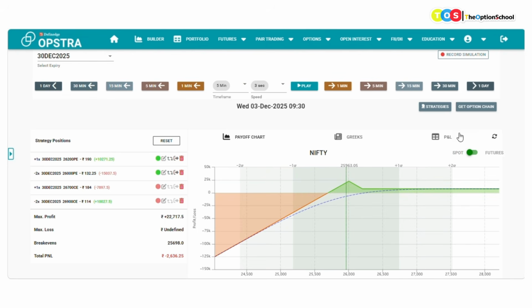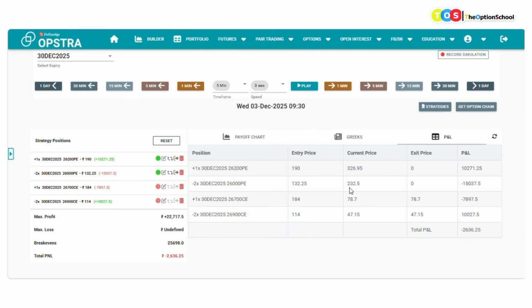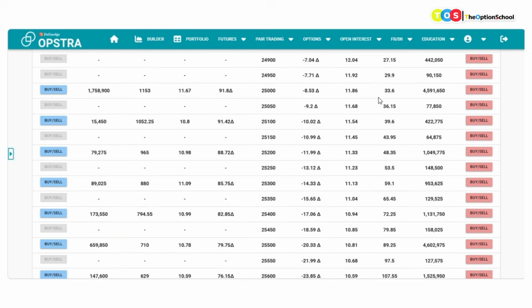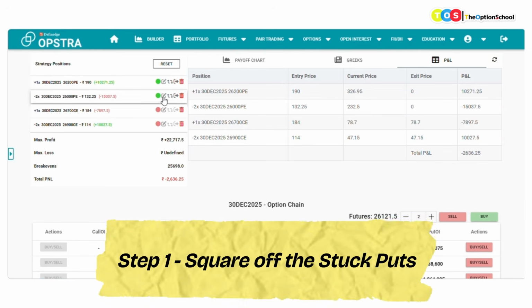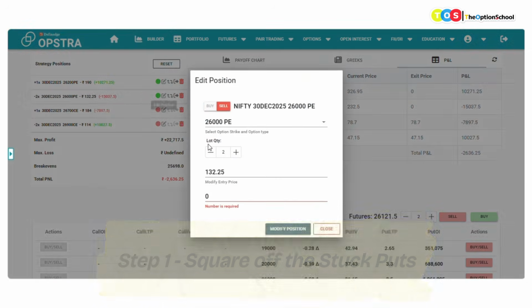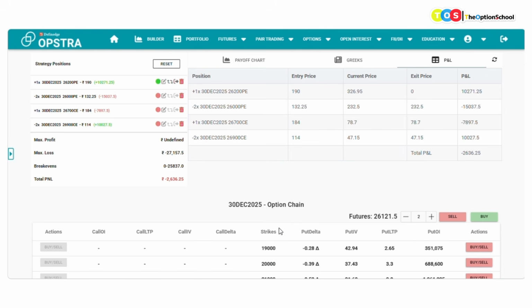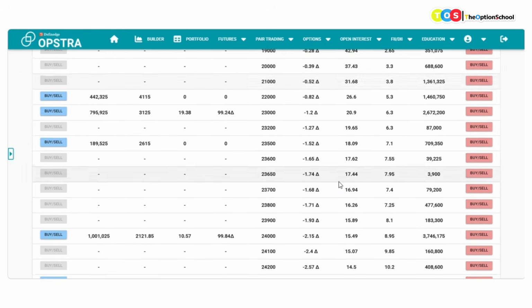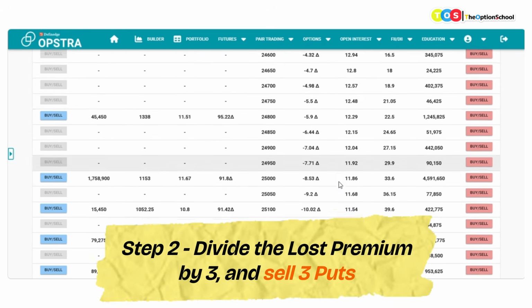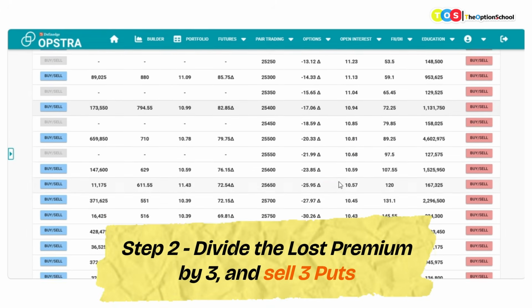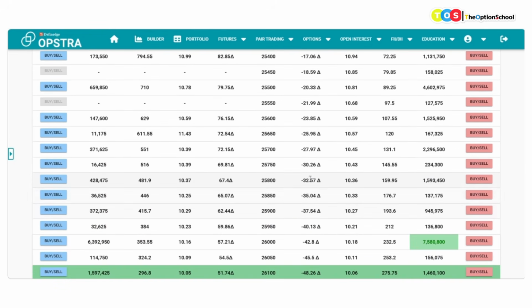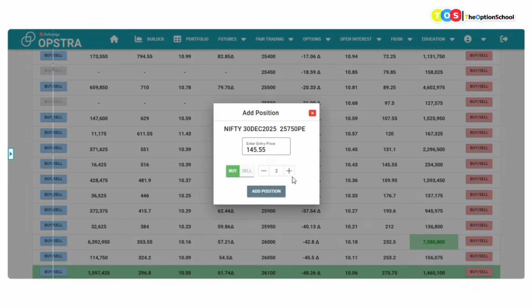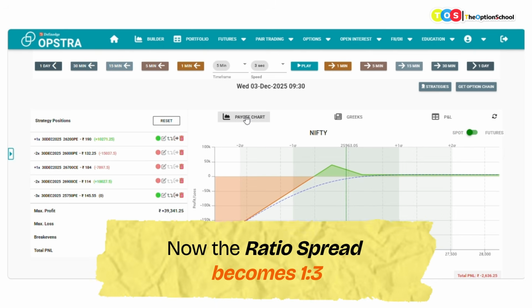Now what I will do, these 2 lots at 26,000 are worth 232 rupees now. I will buy these two and book my loss here, 232 rupees. Now 232 plus 230 is 460. If I divide it by 3, I need to sell something worth 460 rupees in 3 lots, so roughly around 150 rupees if I can get. So if I see 25,750 is 145 rupees, I will sell 3 lots of this. Now my ratio spread is converted into 1:3.